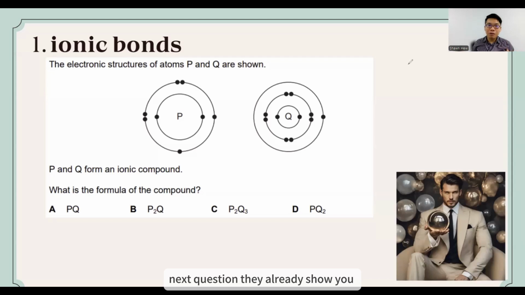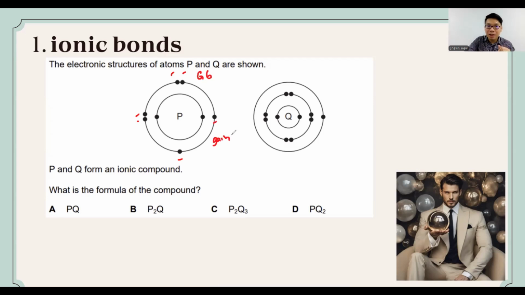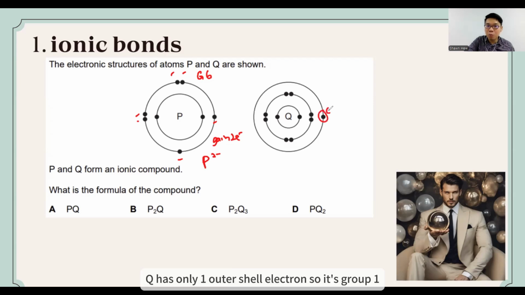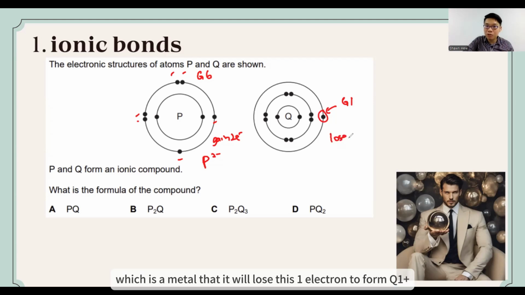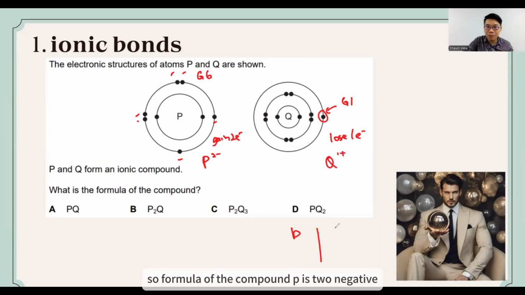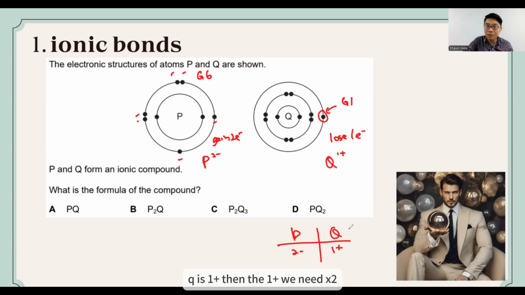Okay, next question. They already show you P comes from group 6, counting 1, 2, 3, 4, 5, 6, which will gain 2 electrons so that they become stable. So P at last will become 2 negative. How about Q? Q has only 1 outer shell electron, so it's group 1, which is a metal that will lose this 1 electron to form Q1+. So for the formula of the compound, P is 2 negative, Q is 1 positive. Then the 1 positive we need to times 2 so that it can be balanced, 2 negative, 2 positive. So we know it is P1, Q2.